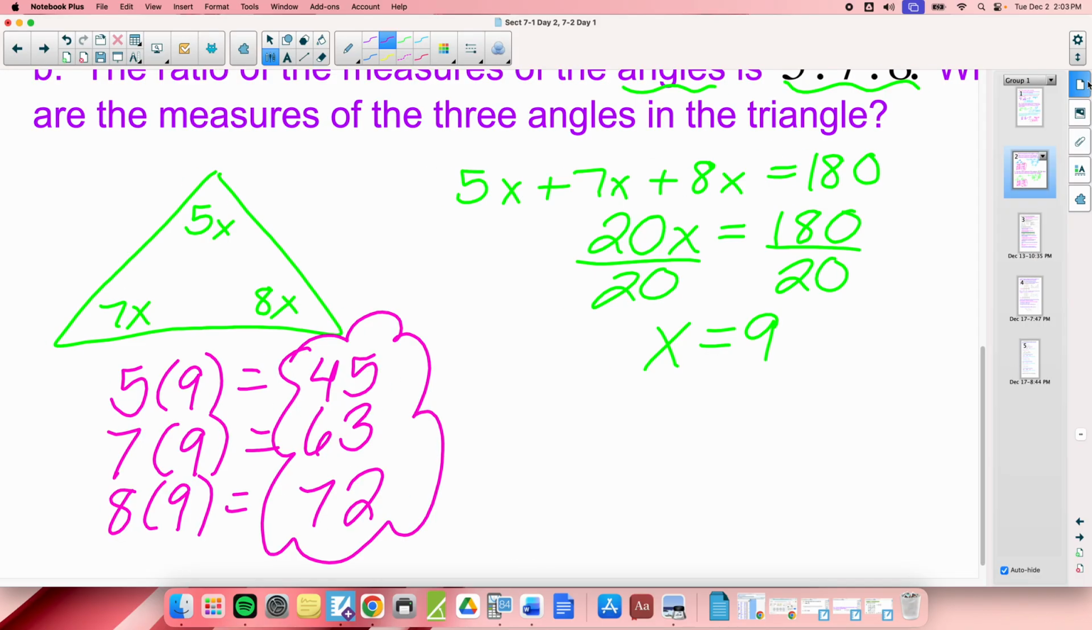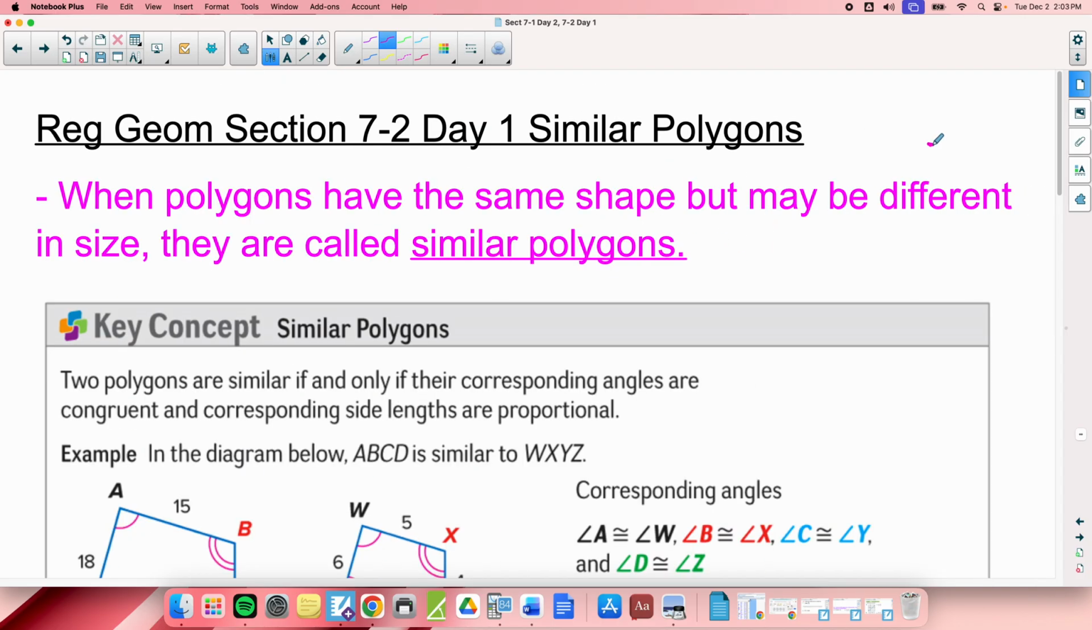Okay? Now we're going to go into section 7.2, and this is what the rest of the chapter is on. It's on something called similar polygons. So, if you guys think back to chapter 4, whether you had me or whether you had Mr. Check, we talked about congruent triangles. And do you guys remember learning about side, side, side, side, angle, side, angle, side, angle, angle, angle, side? Okay. That was ways to show that 2 triangles are congruent.